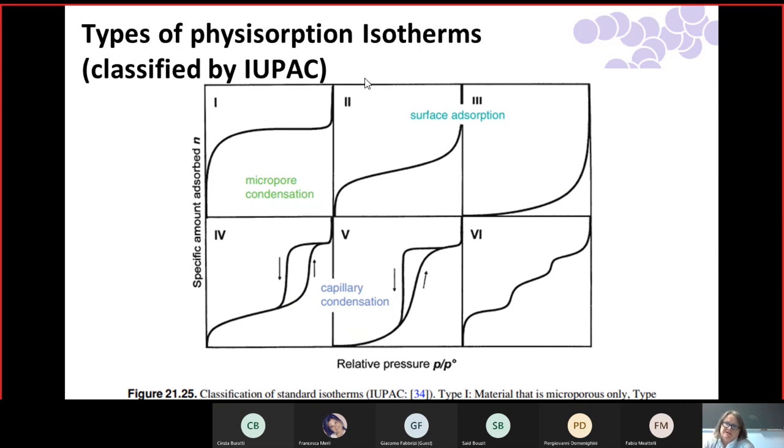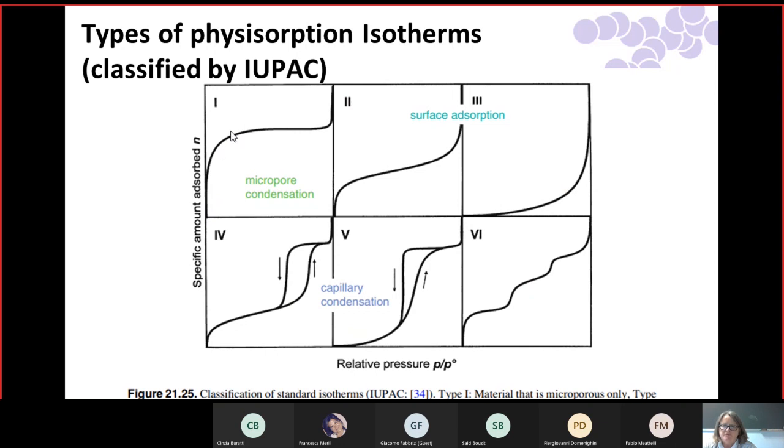And so you might have something that looks like this. So again, this is amount adsorbed, and on the horizontal is the relative pressure. So if you study a material and it looks like this, very steep and kind of flat, this is a microporous material. Okay. So you don't have mesopores, you only have micropores in something like this.